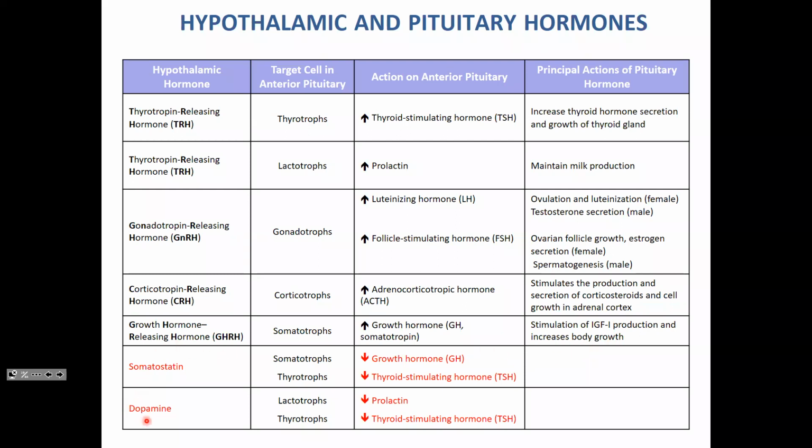And then we have the inhibitory hormones. We have somatostatin, which acts on somatotrophs and thyrotrophs. It's going to decrease growth hormone secretion and also decrease thyroid stimulating hormone secretion. Then we have dopamine, which acts on lactotrophs and thyrotrophs. It's going to inhibit the secretion of prolactin and inhibit the secretion of thyroid stimulating hormone. All right, I always say it's a big list, but it's something you've got to memorize. You need to know this.